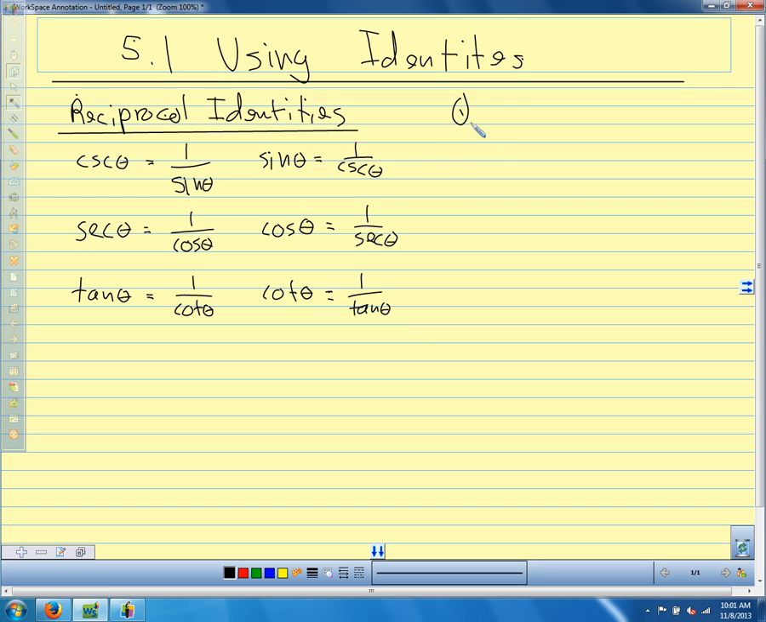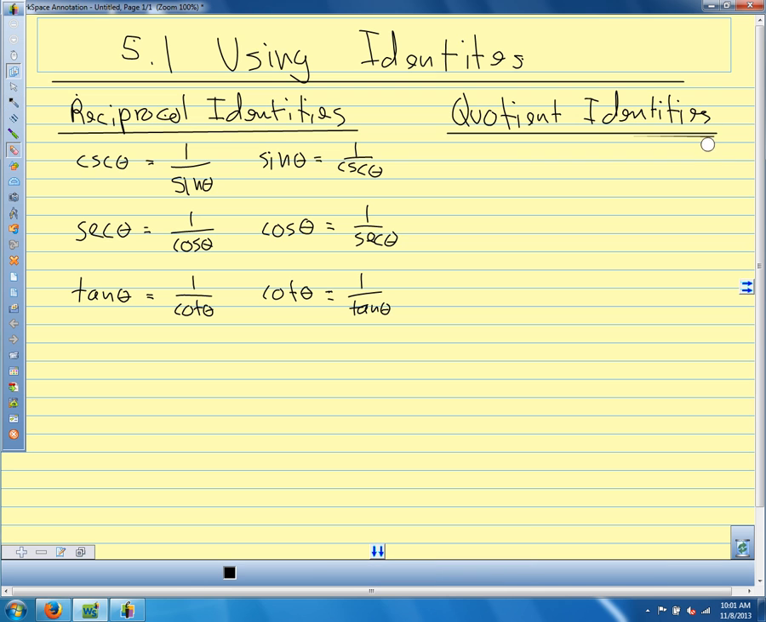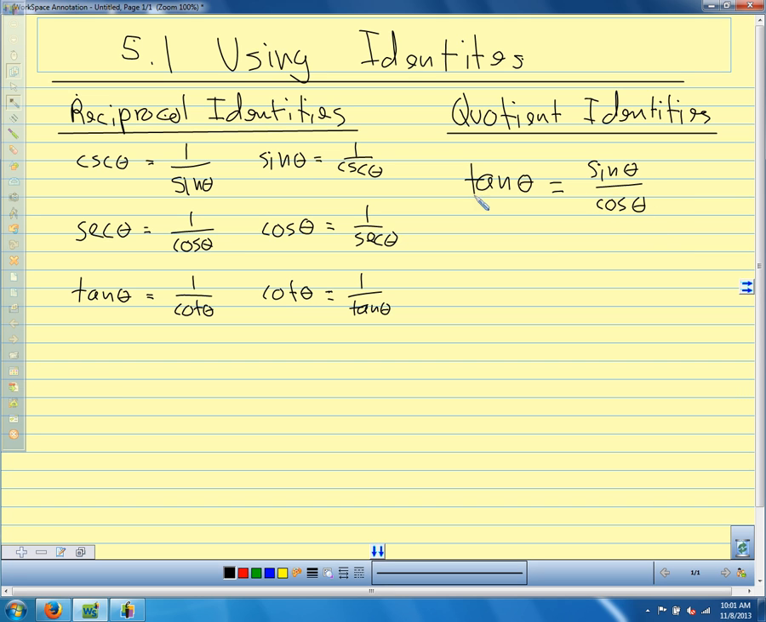Our quotient identities are for tangent theta. Tangent theta as a quotient is sine theta over cosine theta. And then we can write the cotangent theta. We know it's the reciprocal, so we just take the reciprocal of this fraction. So there are our quotient identities.